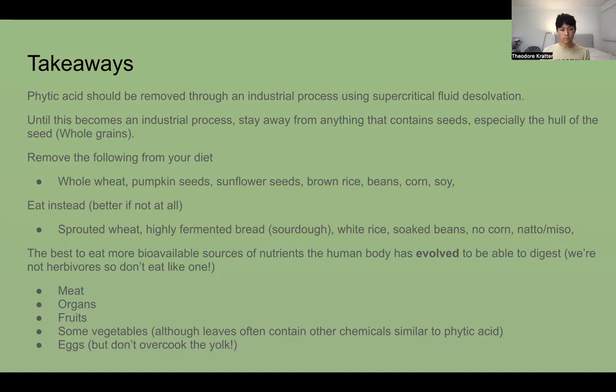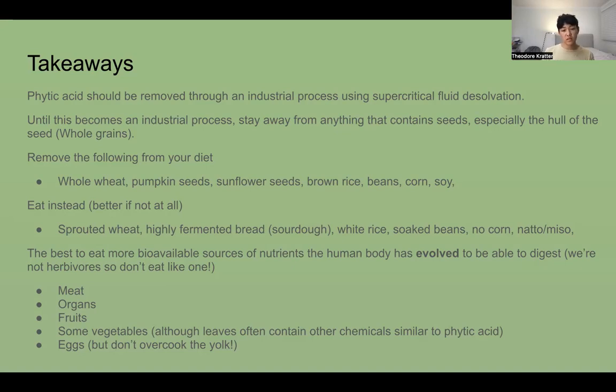Obviously, it's really hard to remove entire things from your diet. So I'd opt for more healthy, nutrient-dense, nutrient-intact replacements like sprouted wheat instead. Get sprouted wheat flour, or I'd eat highly fermented breads like sourdough. And I'd replace brown rice with white rice, although I would be careful with that because it does spike your blood sugar. I would soak your beans, maybe even sprout your beans before you eat them. And I'd just take corn out of your diet completely. We really shouldn't be eating corn. That's, again, another topic. But for soy, I would eat fermented versions like natto and miso.